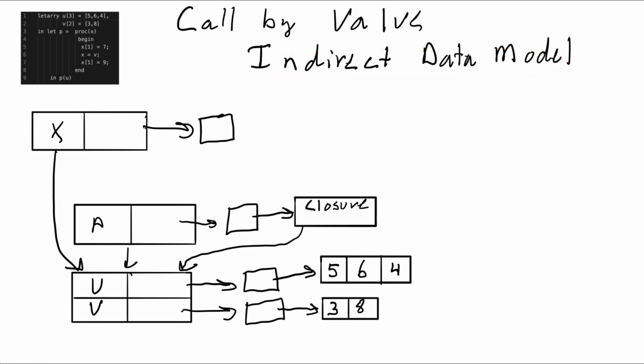With indirect data models, we have all of these references, and everything that's aggregate data is stored not directly in the environment, but through a reference. So we have our values here, our arrays here, and we're getting ready to call our function and to pass in this array to the function. Since we're doing call by value, we're going to make a copy of what U points to, meaning we're going to copy the reference. So we don't copy the array, we just copy the reference to the array. So now X is a reference that points to the same array as U.